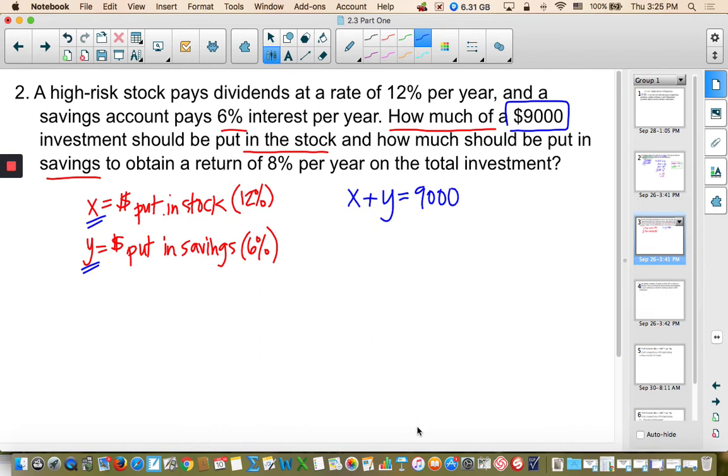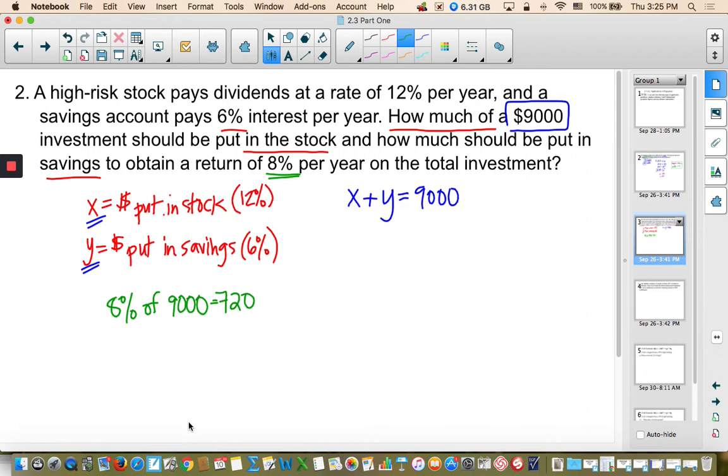Well, the other equation must be how much I want to make in the end. So it's set up here that I wanted to get 8% per year total on my investment. So let me see, what does that mean I really want to make? I want to make 8% of $9,000. That's what I want to make. 8% of $9,000, if you multiply that out on your calculator, here it is, $720. I want to make $720. Well, of course, I'd want to make more, but that's what this question is asking about, $720.